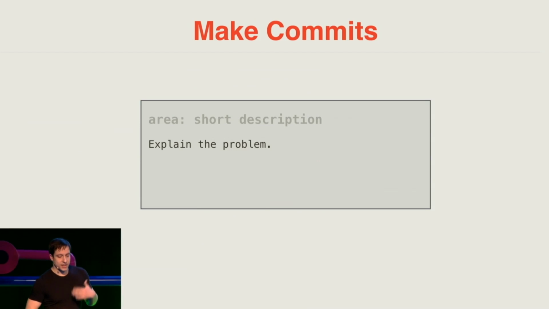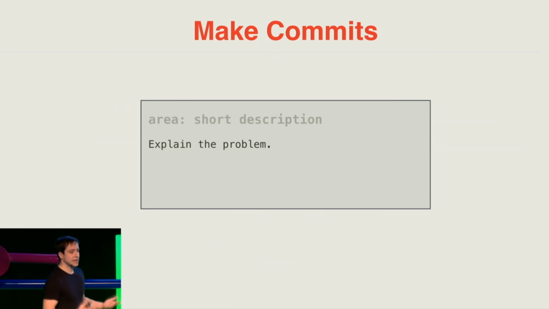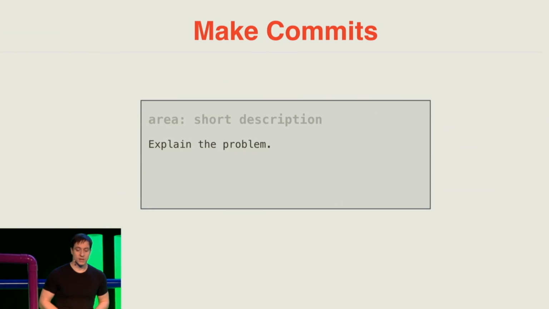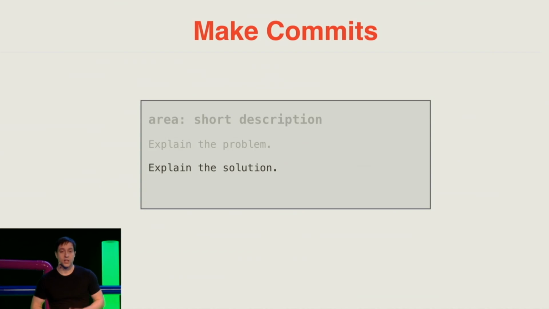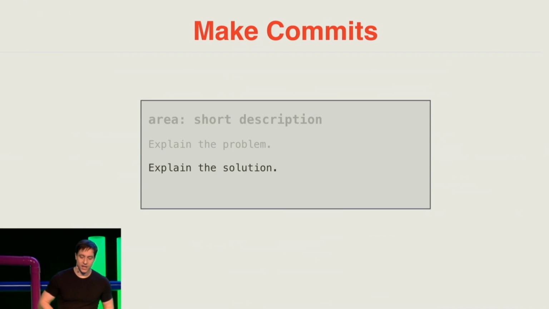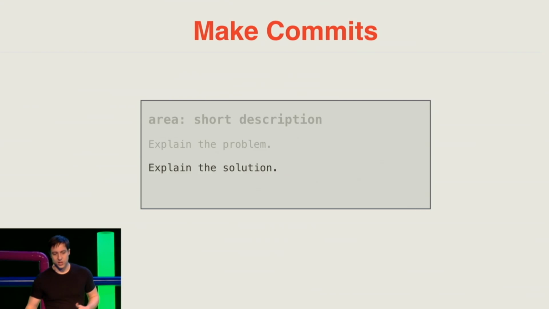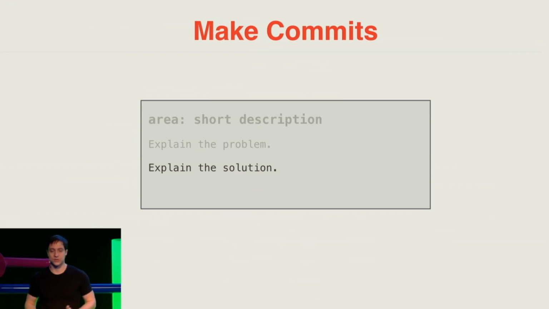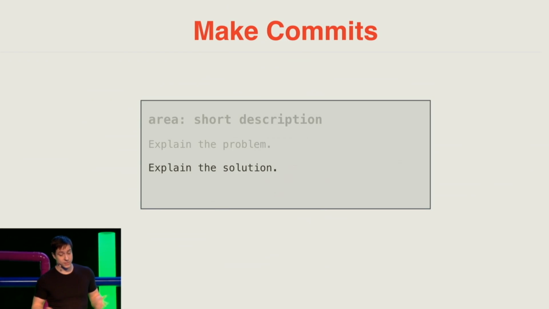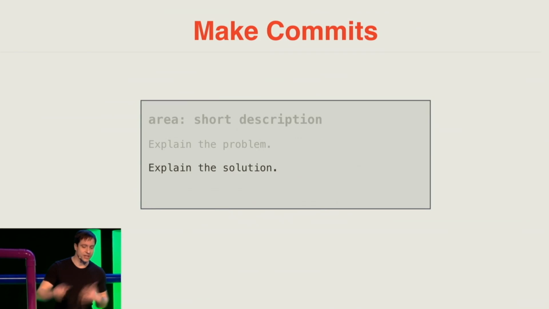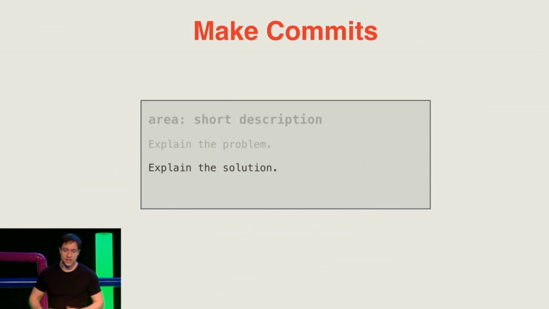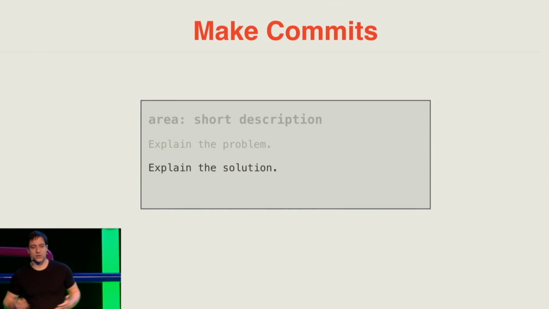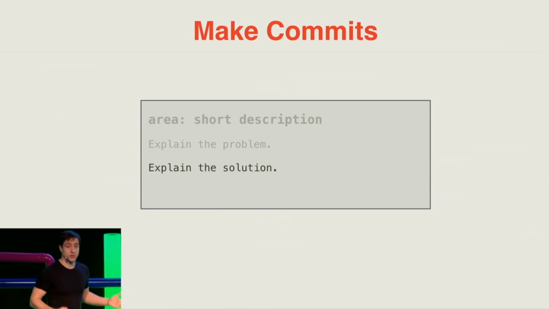Second, there should be a paragraph that explains the problem that you want to solve with this commit. Third, you should explain your solution. And you should not only explain your solution, you should also explain alternative solutions that you have considered but discarded. And you should also explain why you have discarded them. In general, a commit message should be self-contained. That means a reader shouldn't need any external resources to understand the content of your commit message.